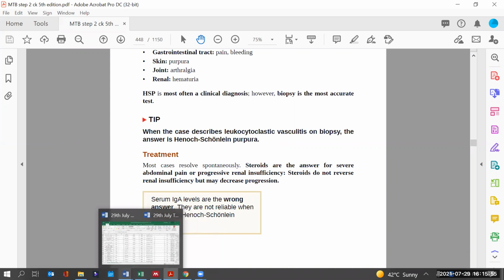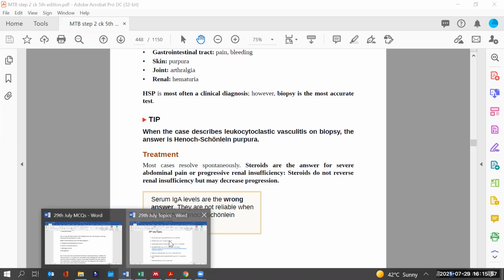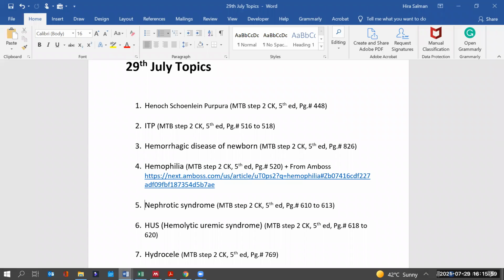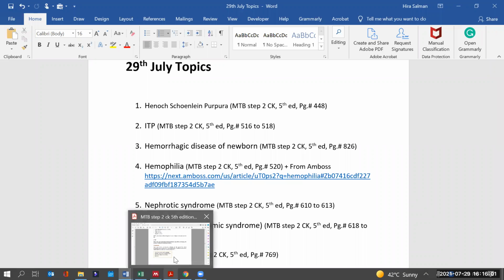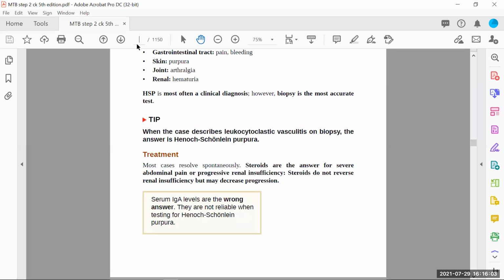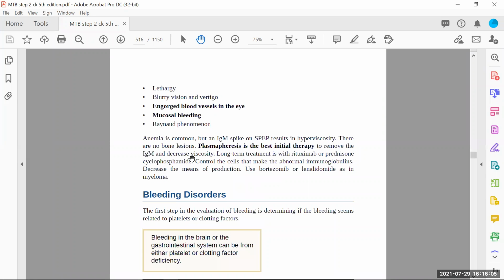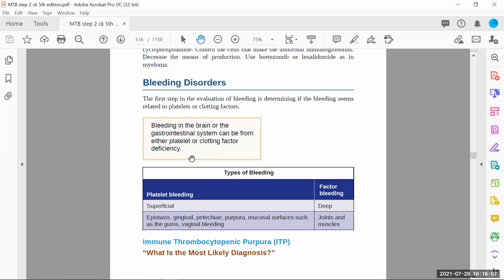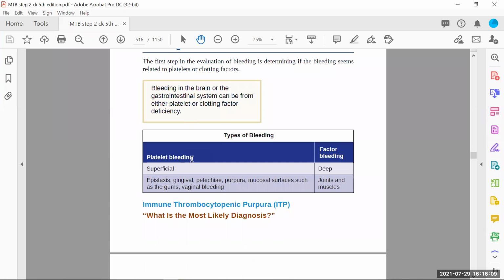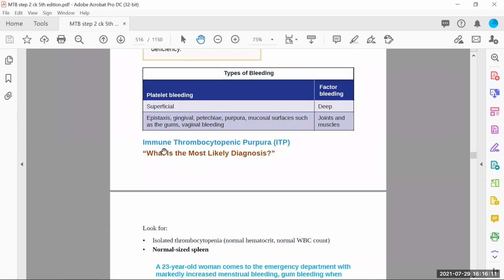Let me take you to ITP first. Slide 16. Okay, so ITP, idiopathic thrombocytopenic purpura, is a kind of bleeding disorder. What is the most likely diagnosis? This will help you in making a diagnosis.